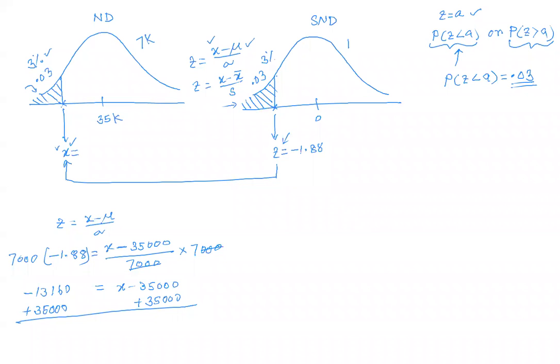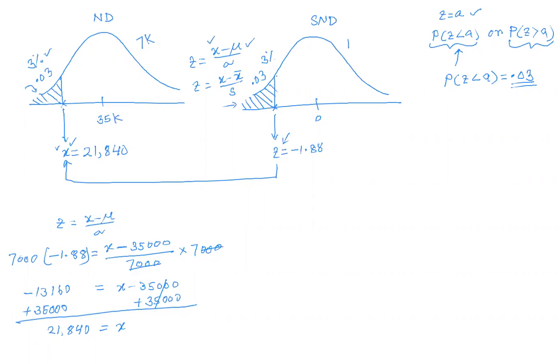So you get 21,840, is equal to x. So this x is 21,840. That is what it is. So if someone makes below 21,840, that person would be considered at the bottom 3% of the income level, or would be among the bottom 3% of the wage earners. And that's a concept you should know.